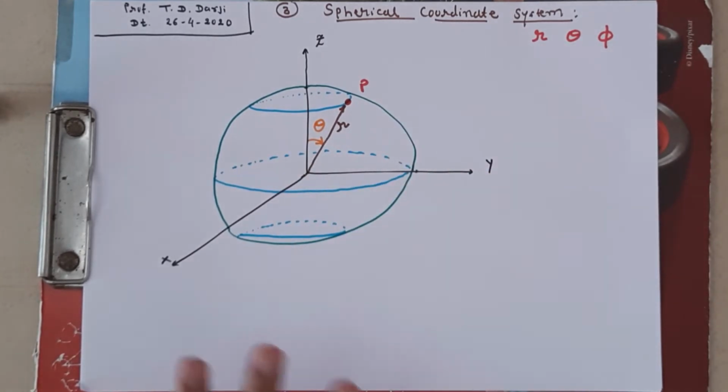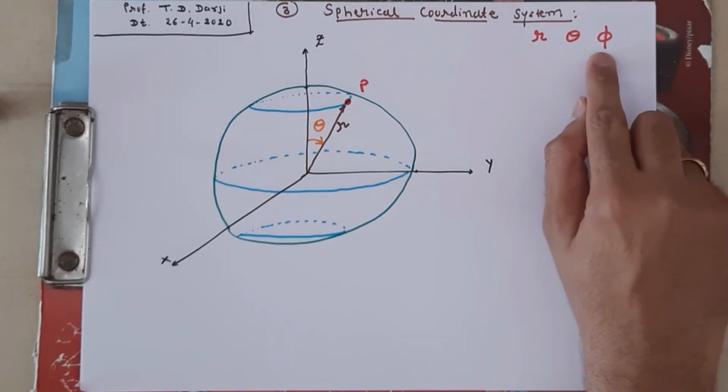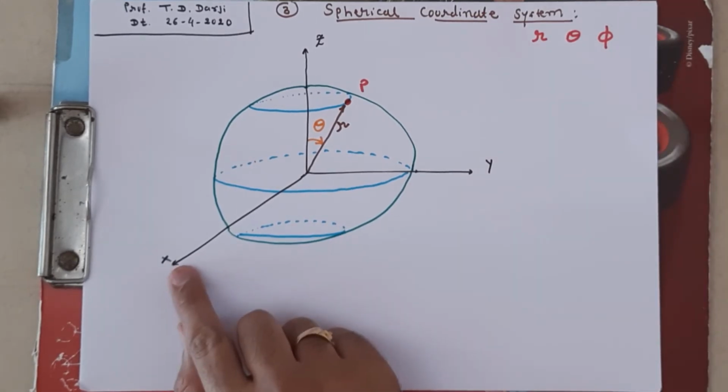Clear? Okay, you can assume a 3D view, so you can get a clear-cut idea about it. Now next, what is phi? Phi is the angle that we measure with respect to the x-axis.